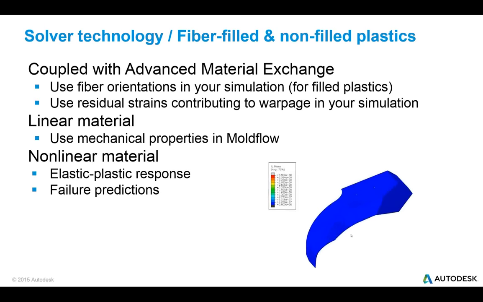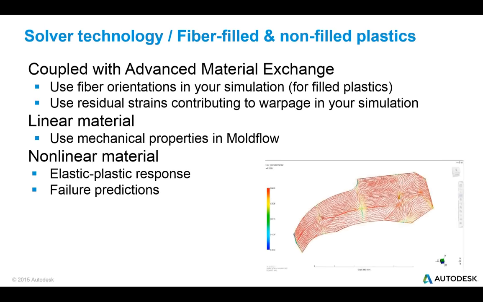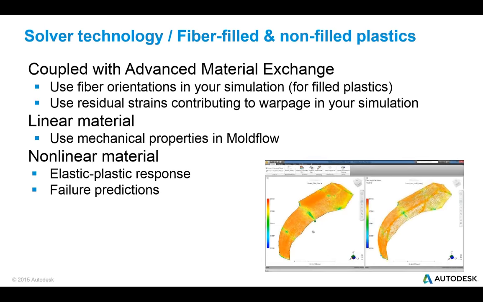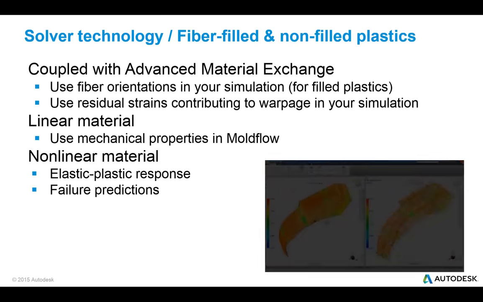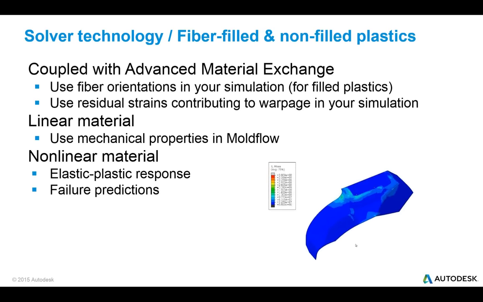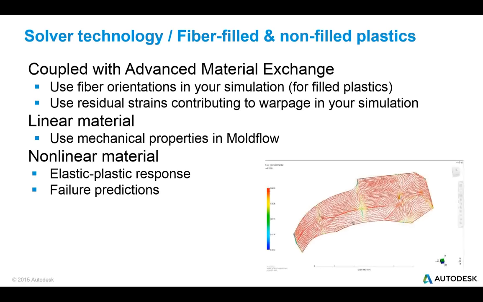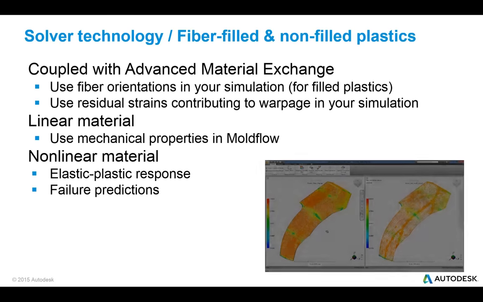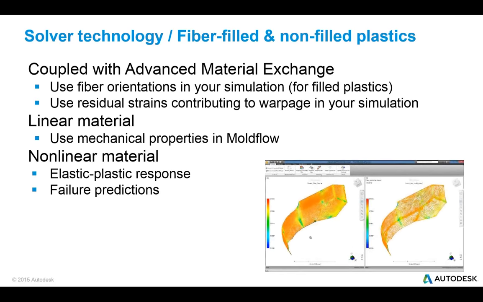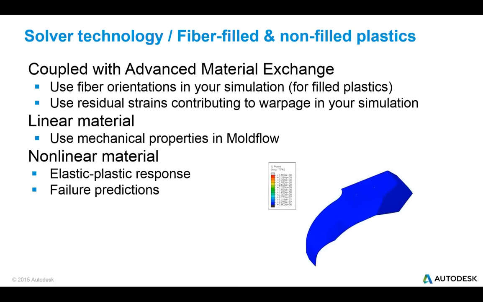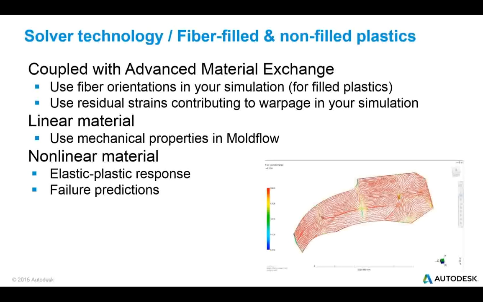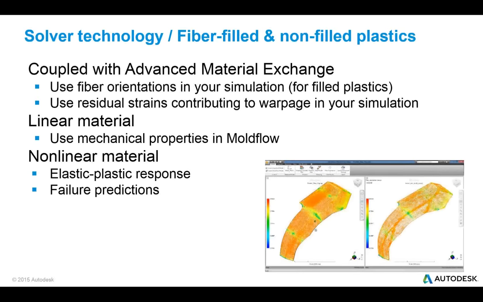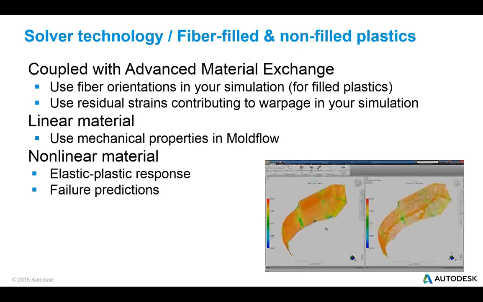And again, we can use residual strains contributing to warp in the simulation, and this is powerful for press fitting. A lot of users want to understand what happens when you have a warp shape that comes out of mold flow and then you press fit it into a location, or maybe you bolt it into a location, and you want to understand the deformation or deflection of that part once you put it into place, if it's going to be suitable enough. So we can use that as well.